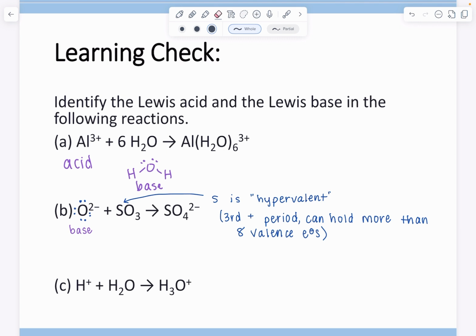We know for sure that oxygen, O2- here, cannot accept any more electrons. It has 8 and it's in row 2. It can't have more than 8. So the other reagent here must be the Lewis acid that can accept electrons.